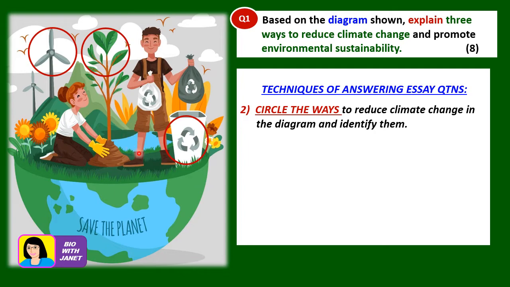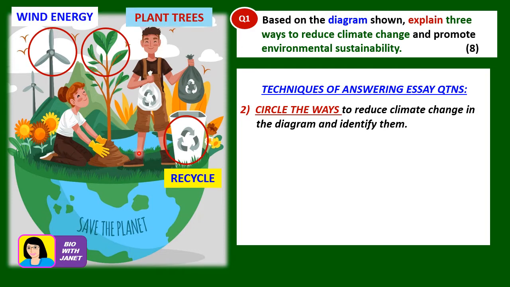Okay, then identify them. So the first way is through recycling. Second way, plant more trees. And third way is using alternative sources of energy that are cleaner, to replace the burning of fossil fuels. Right, after that you are going to write your answer.